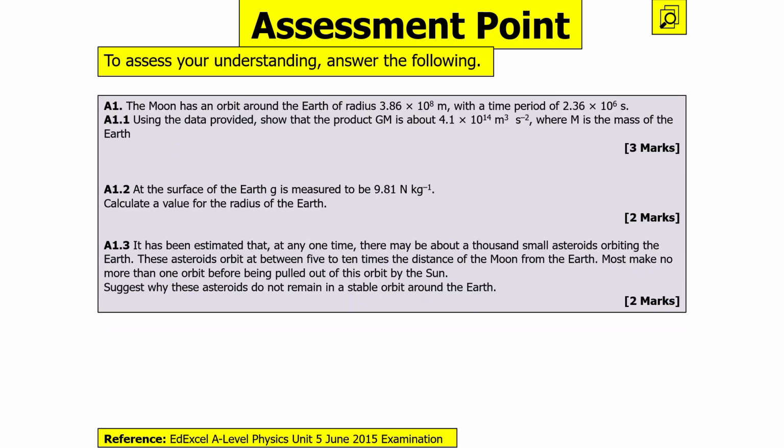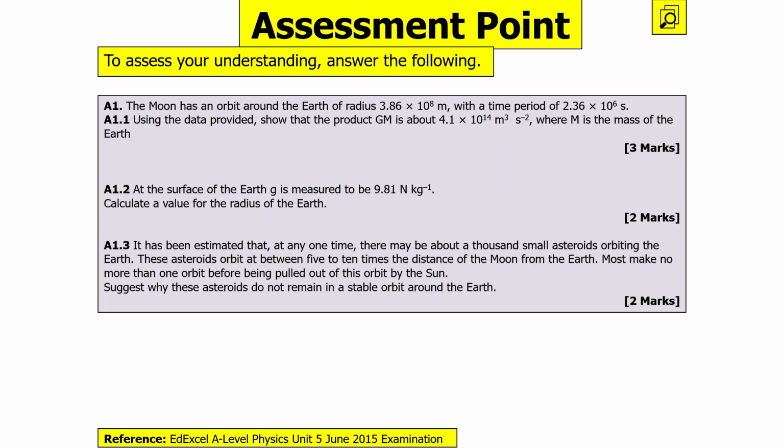The Moon has an orbit around the Earth of radius 3.86 times 10 to the 8 meters with a time period of 2.36 times 10 to the 6 seconds. Using the data provided, show that the product GM is about 4.1 times 10 to the 14 meters cubed seconds to the minus 2, where M is the mass of the Earth. At the surface of the Earth, g is measured to be 9.81 newtons per kilogram. Calculate a value for the radius of the Earth.